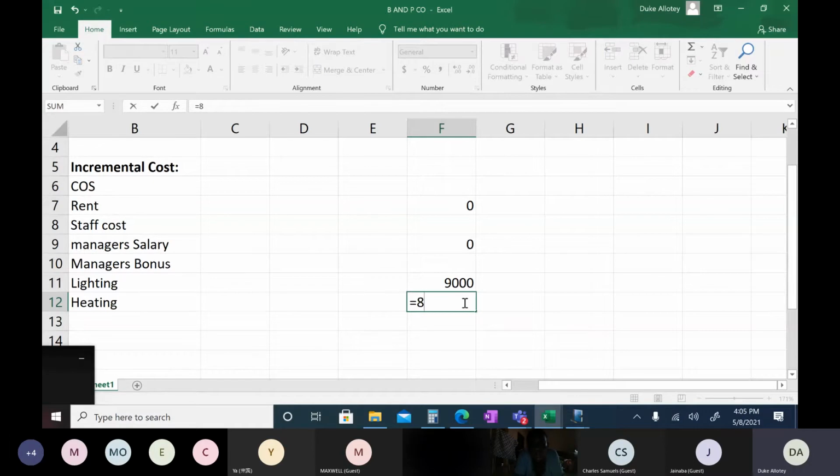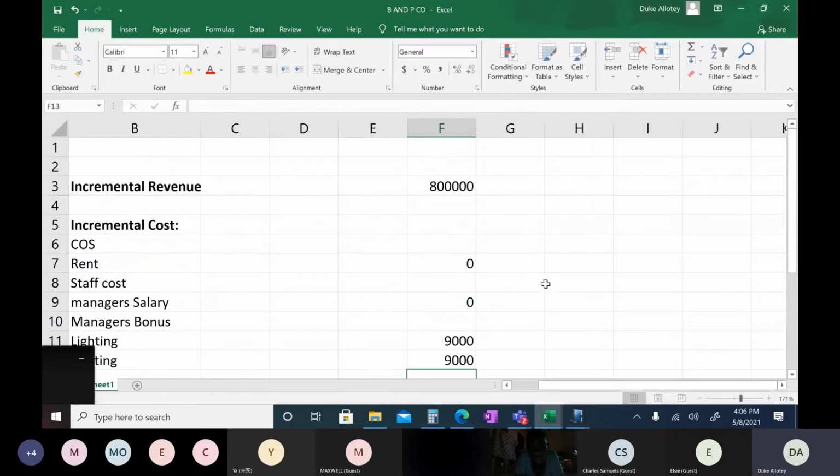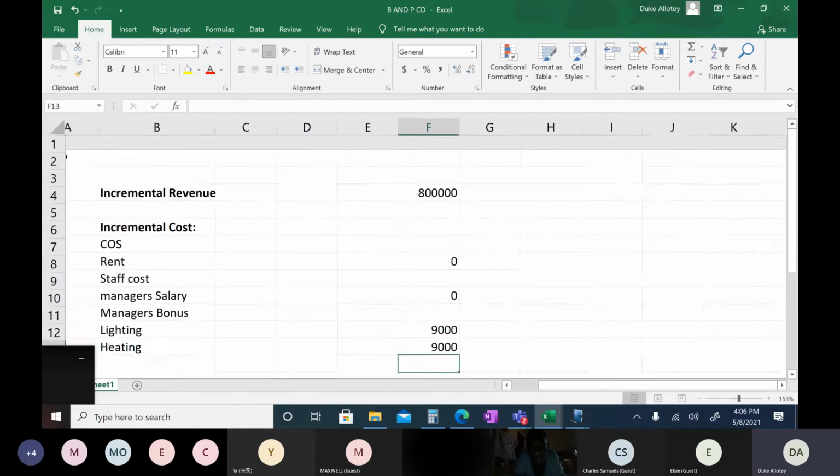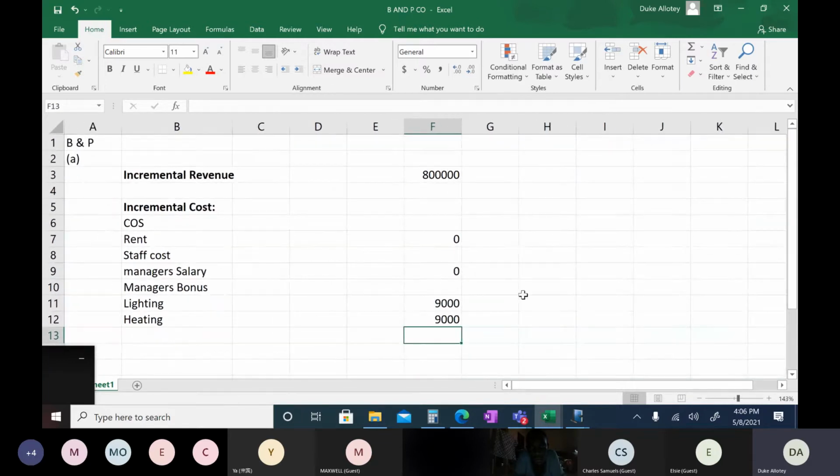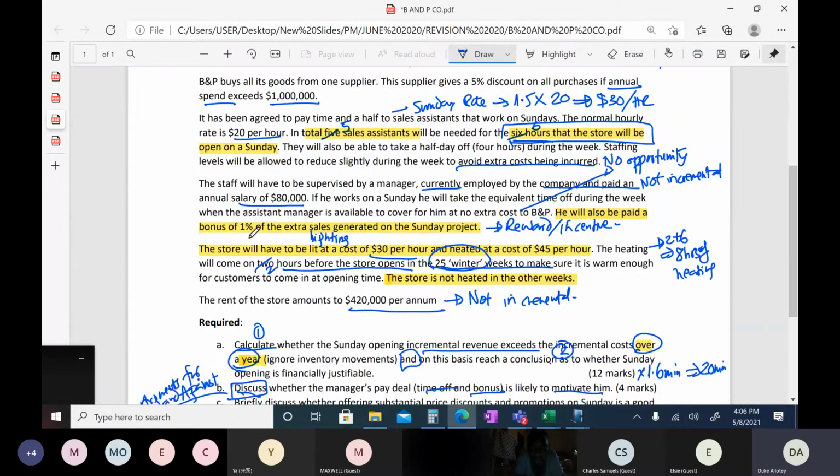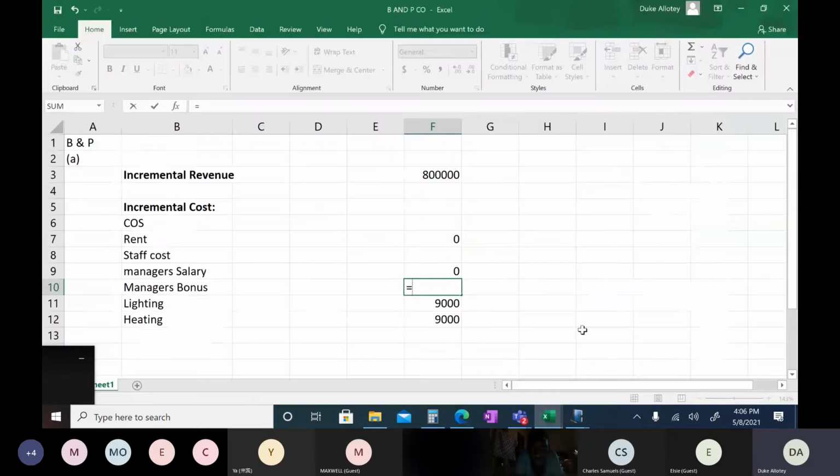So here, 8 hours, again, multiplied by 45, multiplied by 25 winter weeks, and it's 9 here. Very, very beautiful. So we are making some progress. I'm only left with staff costs. The manager's bonus should be very, very easy, because we're told in the question that the manager's bonus is only 1% of the sales generated on the Sunday. So in fact, that should have been done much earlier.